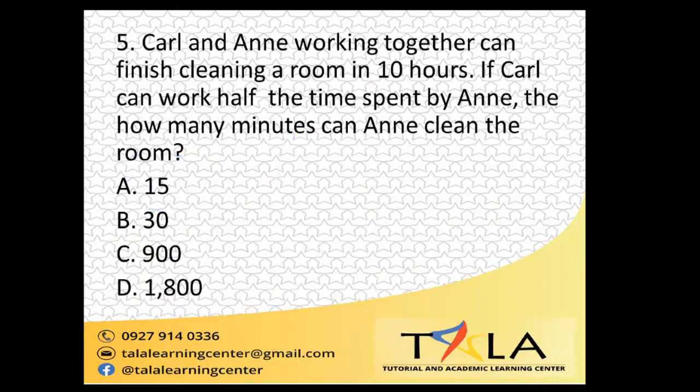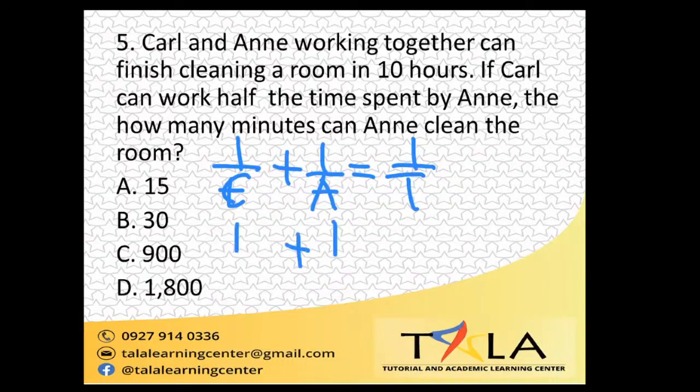Okay, next. O again ha, this is a work problem kasi may nakalagay na working together. So again, anong formula natin? 1 over the time of the first person plus 1 over the time of the second person. So lagyan ko ng initial si Carl and then si Anne equals 1 over together. So 1 over si Carl, half the time spent by Anne. So sabi, si Carl at si Anne daw nung naglinis sila na magkasama 10. So together 10.